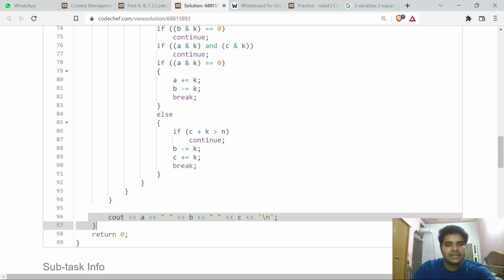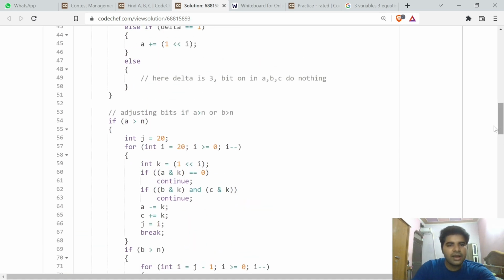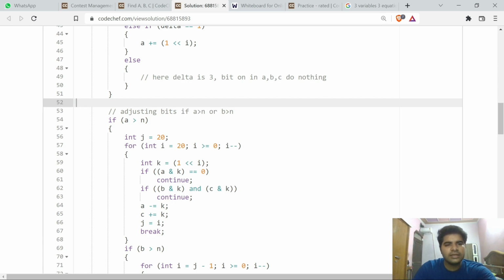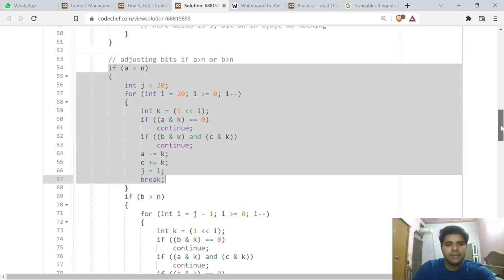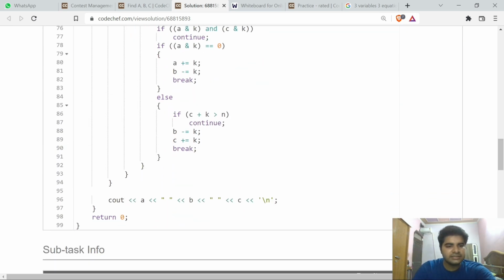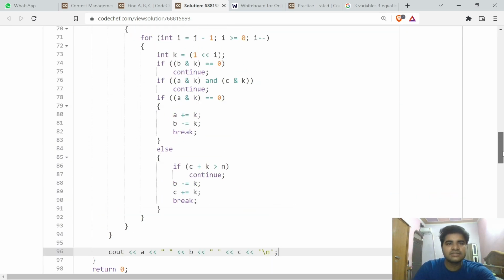So at the last I can print just A, B, C. I could have printed A, B, C directly, but the limit was that A, B, C should be under the range 0 to n, so I just adjusted the bits somehow so that they come under this range. So A, B, C come under the range like this.